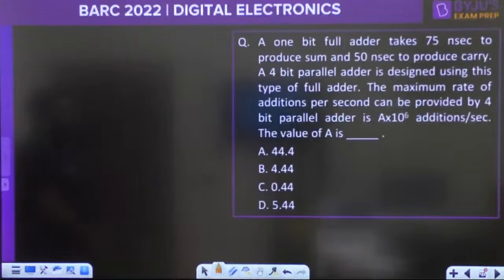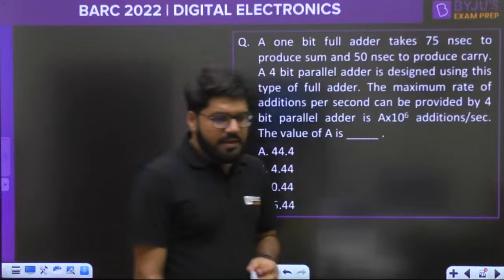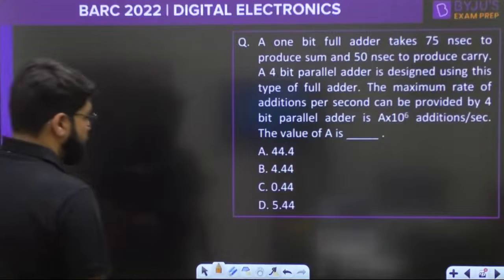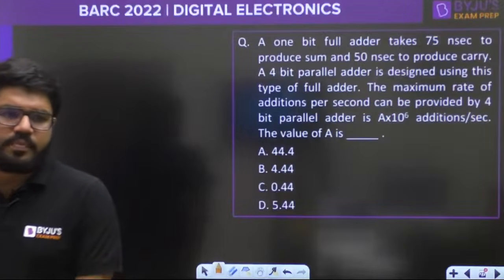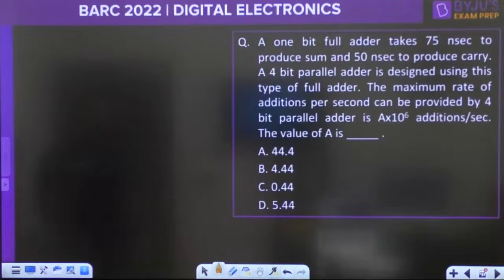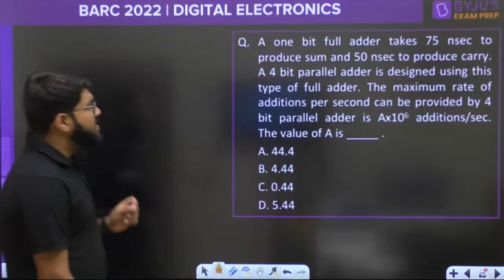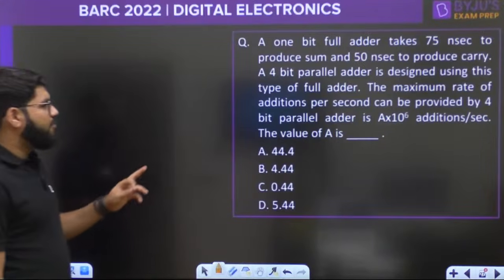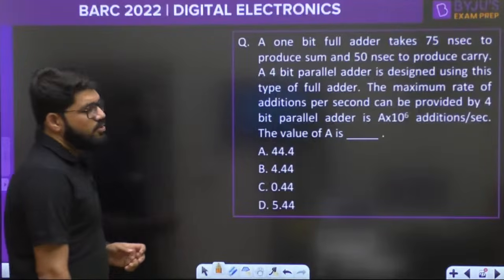Next one. A 1-bit full adder takes 75 nanoseconds to produce the sum and 50 nanoseconds to produce the carry. A 4-bit parallel adder is designed using this type of full adder. What is the maximum rate of additions per second that can be provided by the 4-bit parallel adder? It is A into 10 power 6 additions per second. What is the value of A?